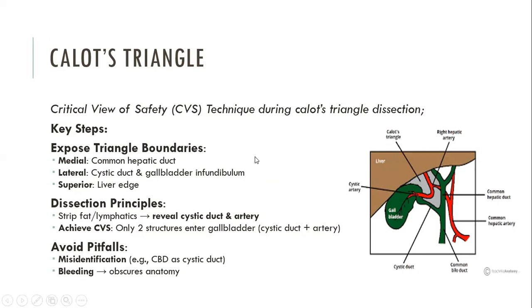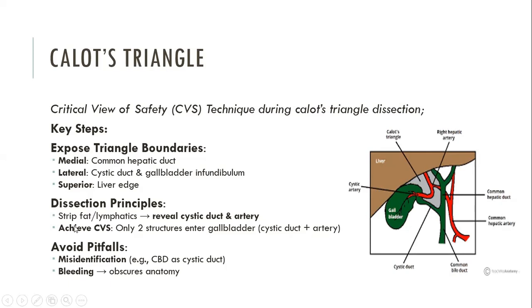Now, what are the key steps during this surgery? You have to first of all expose the triangle boundaries. On the medial side, you see the common bile duct. This is on the medial side. On the lateral side, you see the cystic duct and gallbladder infundibulum. And on the superior side, you see the liver edge. In this triangle, basically you see the right hepatic artery, and also the cystic artery going through.